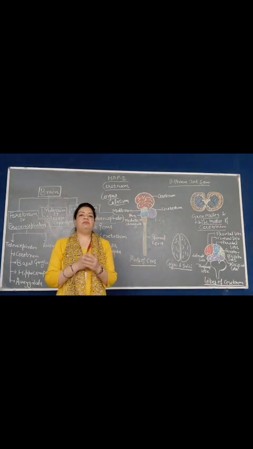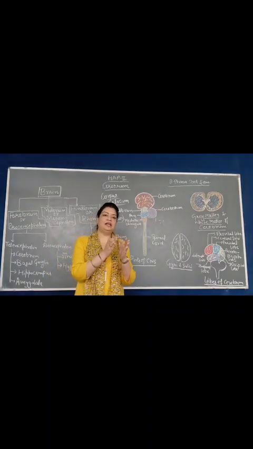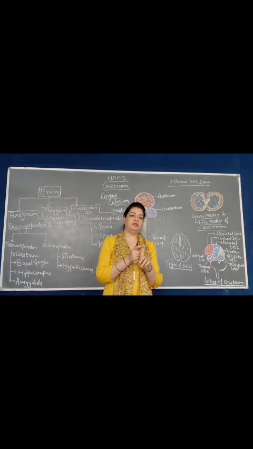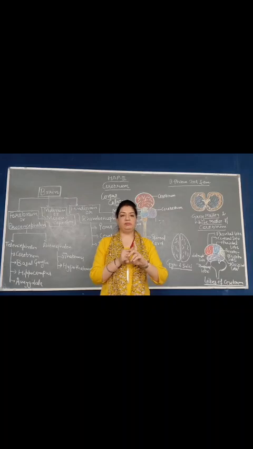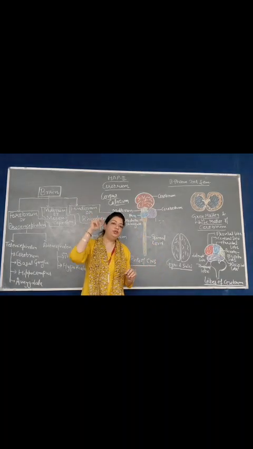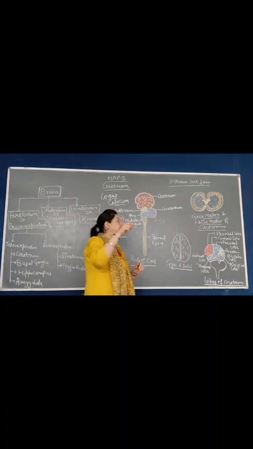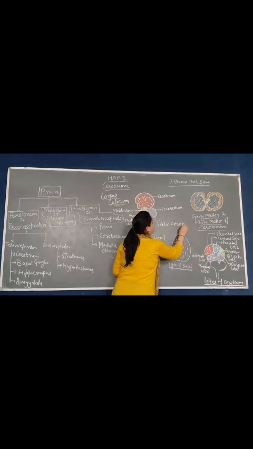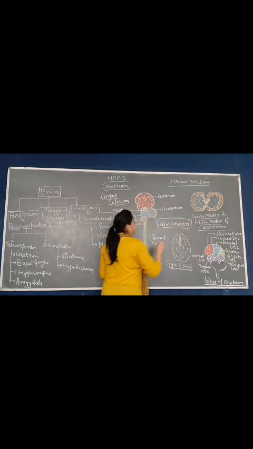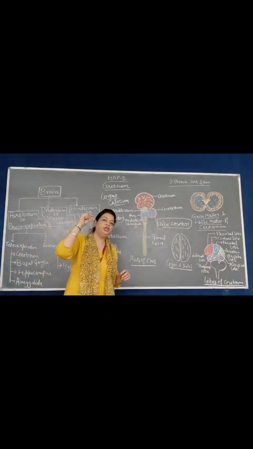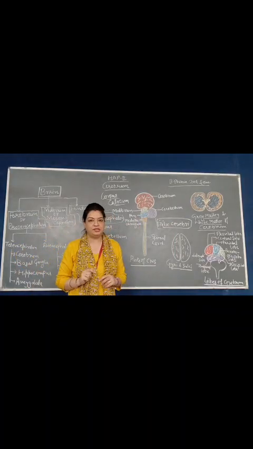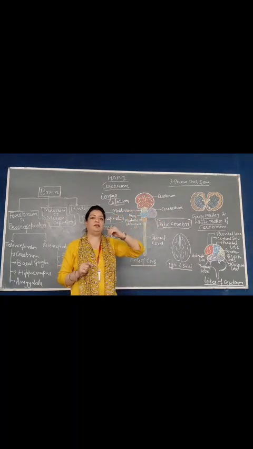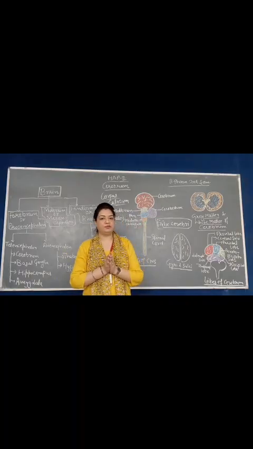And you know about the meninges. Meninges are the layers that protect our brain and spinal cord. Meninges consist of pia mater, arachnoid mater and the dura mater. The infolding of dura mater forms the falx cerebri. Falx cerebri is the inward folding of dura mater, the outermost layer of meninges, which extends up to the corpus callosum and divides the two cerebral hemispheres.